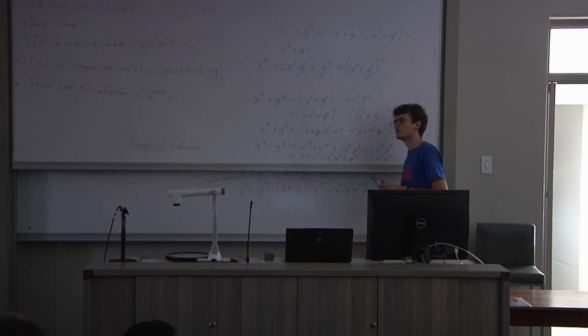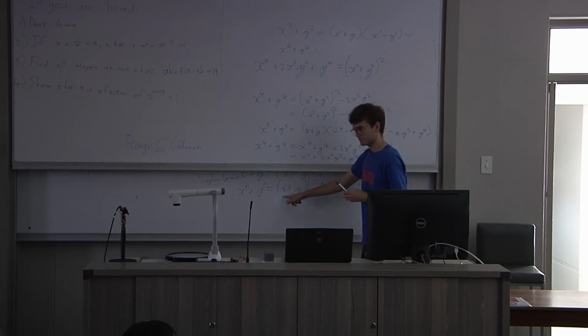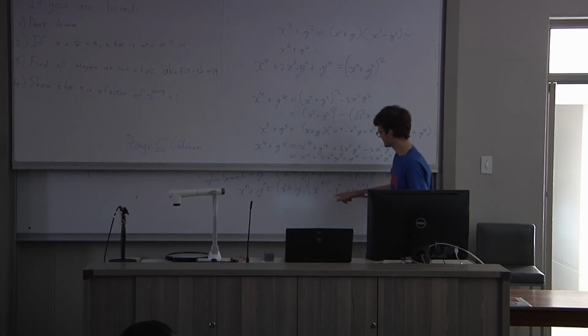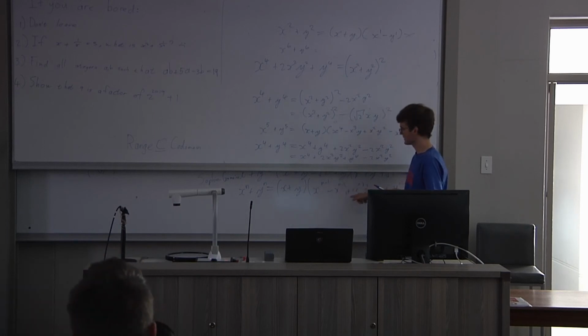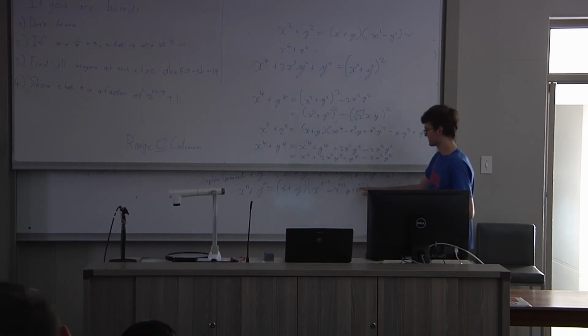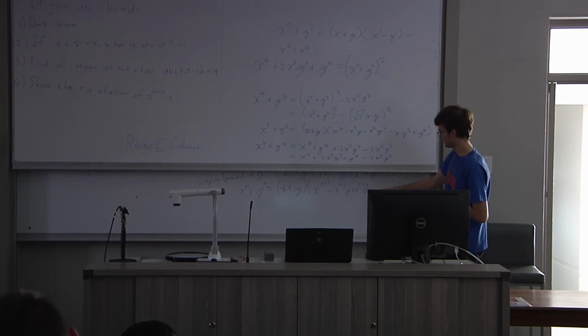Yeah? So could you just read out the x to the n plus y to the n formula then? So it's x plus y times x to the n minus 1 minus x to the n minus 2 times y to the 1 plus x to the n minus 3 times y squared minus and so on until you end up with a plus y to the n minus 1.